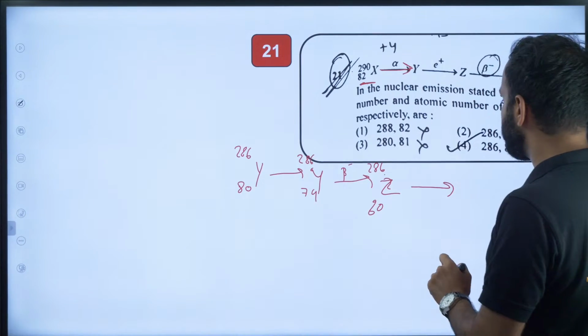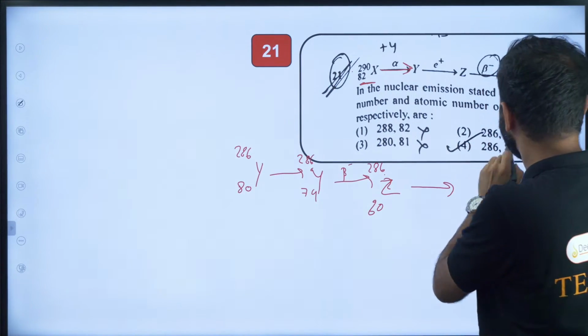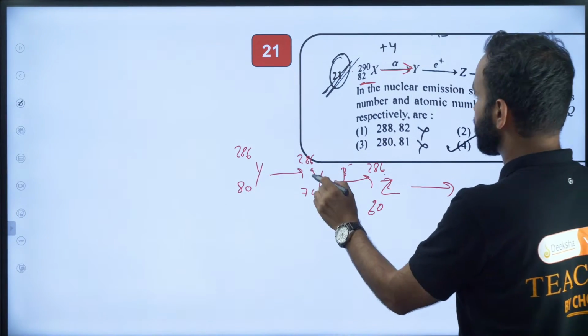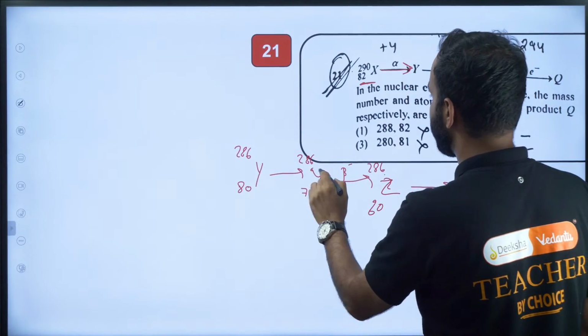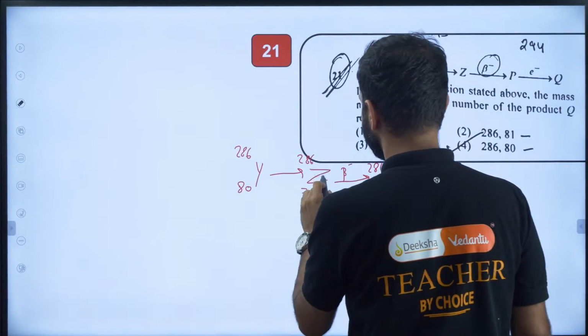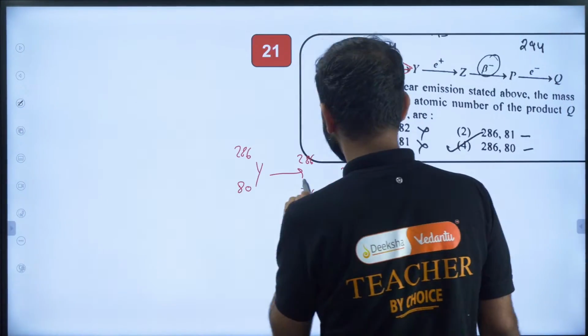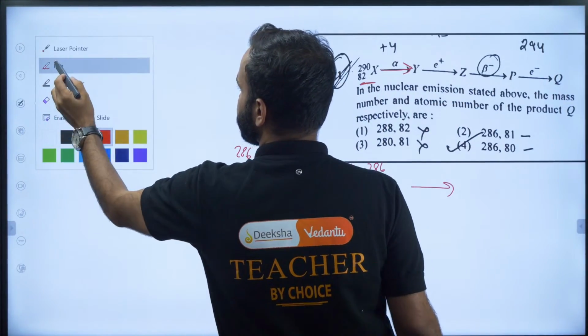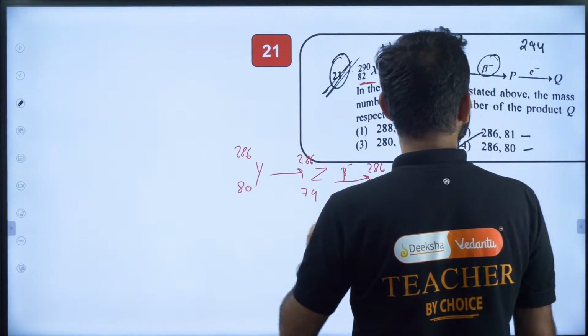Now electron emission, isn't it? Electron emission here x, y. This one is z, and then this one is p.